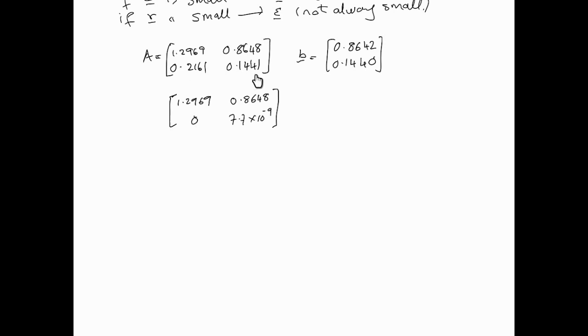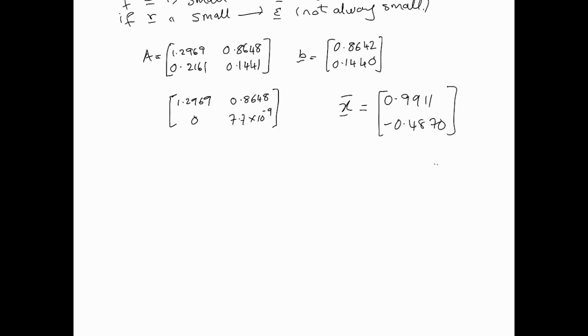What happens to the 0.1441 is it becomes 7.7 times 10 to the minus 9. Now that's a very, very small number. That's almost showing that this matrix A is almost singular. And a singular matrix means the inverse doesn't exist. So here, let me go further and solve the system. It turns out that the approximate solution, and you can check this yourself, turns out to be this.